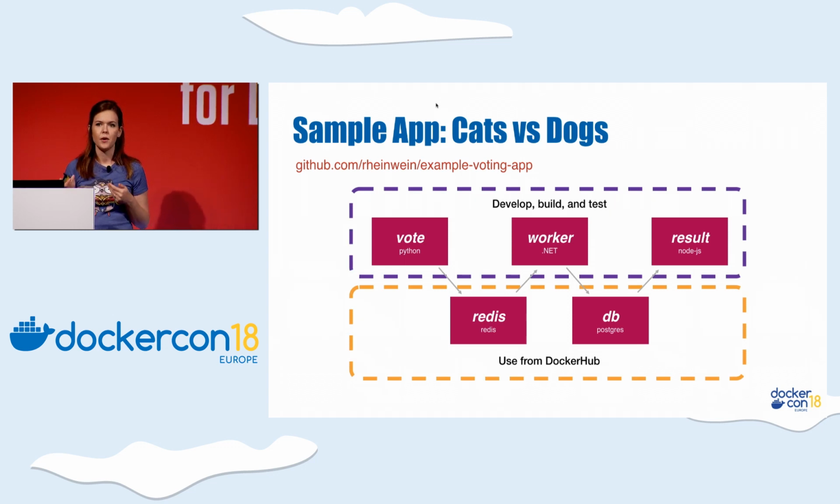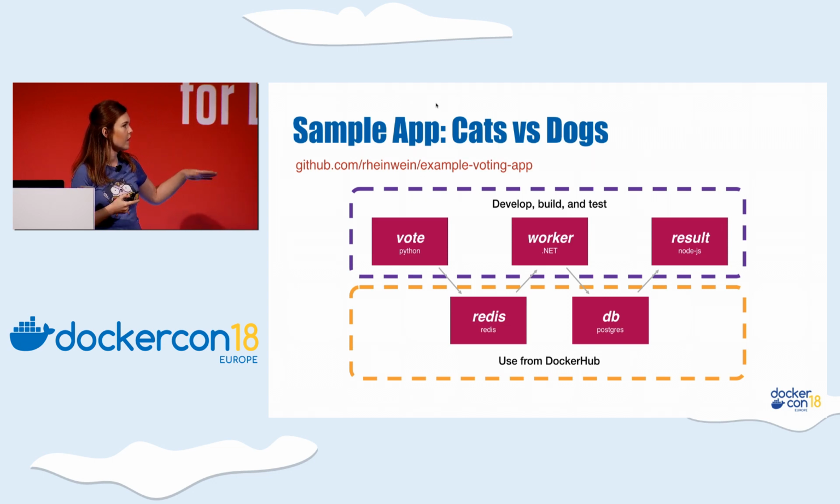This is actually a pretty cool application because it shows us different kinds of services that you'll use when you're developing applications locally, and gives us some good examples of what kinds of services we run in which way, getting images from which place. So these services on the very top, the vote, worker, and result, are services that we have to write code for. We're going to build that code into images.